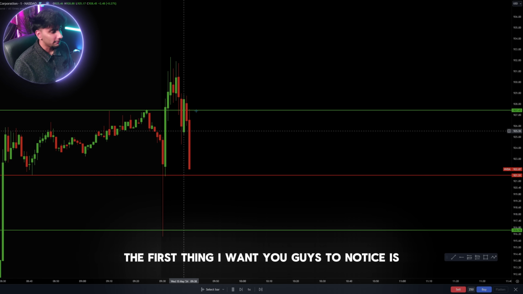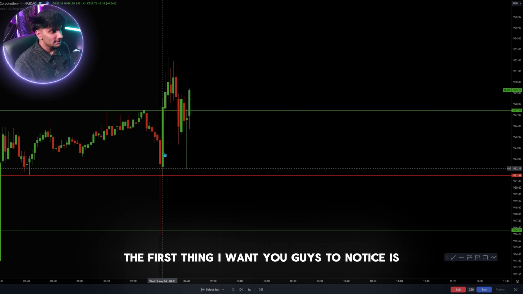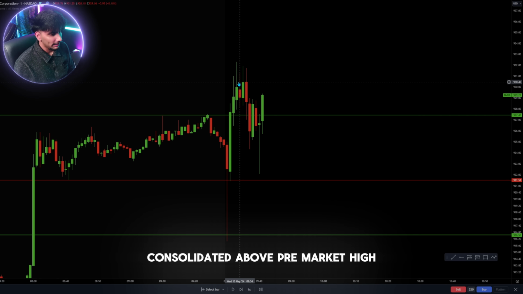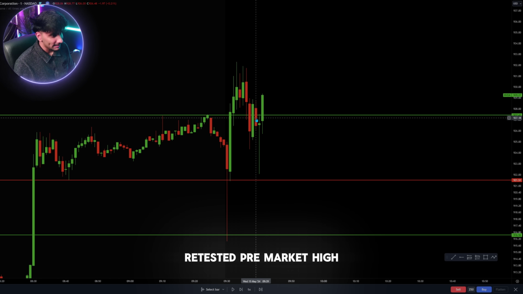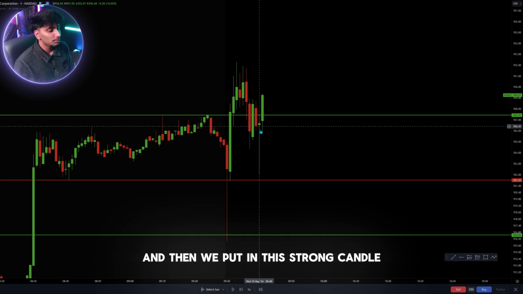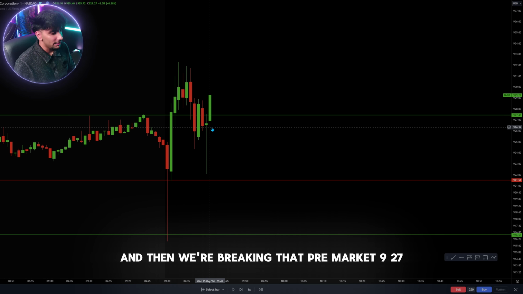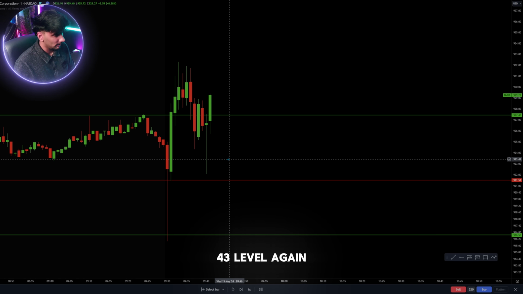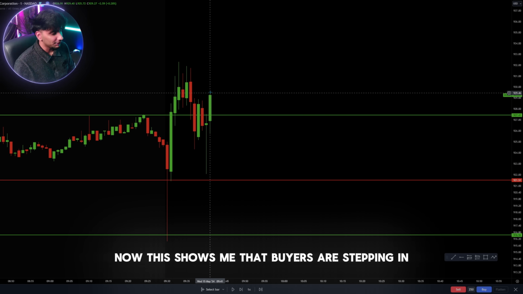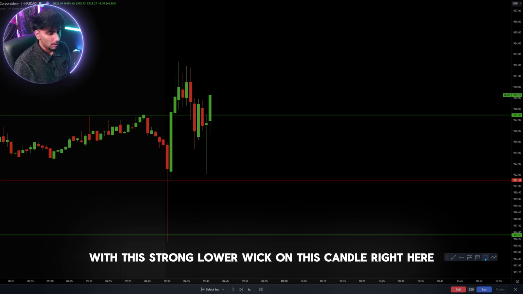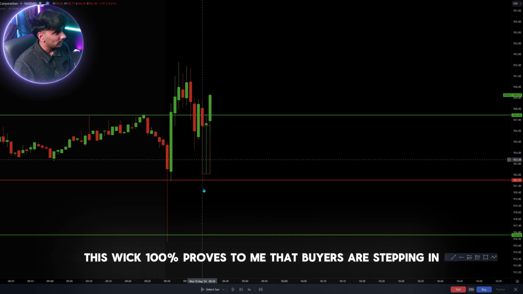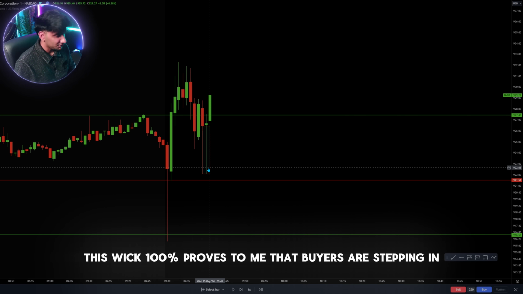As you can see, the first thing I want you guys to notice is what happened here. Well, we actually came back, consolidated above pre-market high, retested pre-market high, and then we put in this strong candle, and then we're breaking that pre-market 927.43 level again. Now, this shows me that buyers are stepping in, and indeed with this strong lower wick on this candle right here, this wick 100% proves to me that buyers are stepping in.